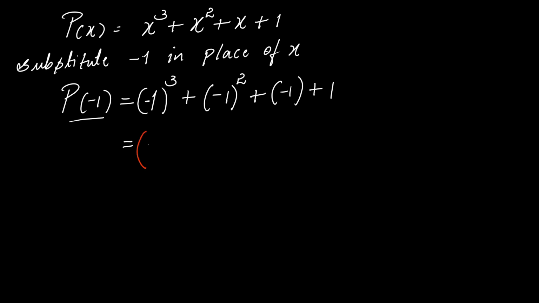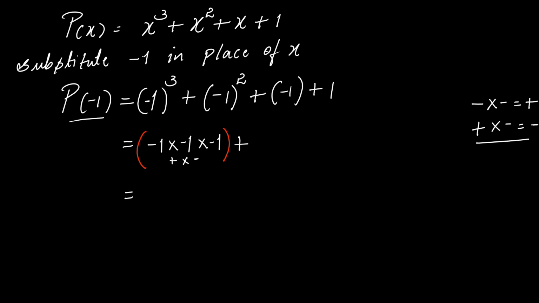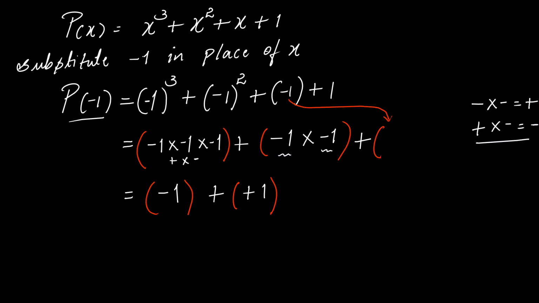Okay, now don't rush. So minus 1 to the power cube. Think carefully. Minus 1 multiplied by minus 1 multiplied by minus 1. So negative into negative is positive. So positive into negative becomes negative. So this becomes minus 1. Write that. Next, x square. x square is minus 1 square. So minus 1 into minus 1 is positive. So that becomes plus 1. And x is minus 1.